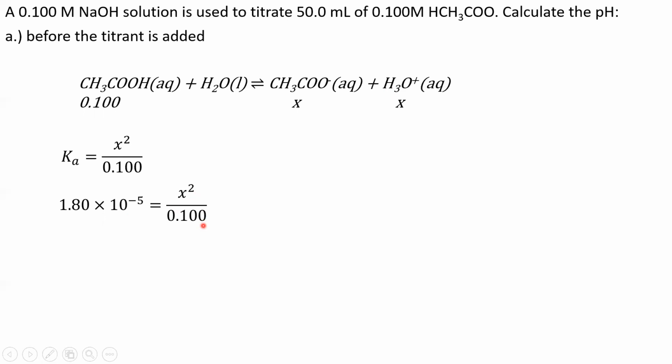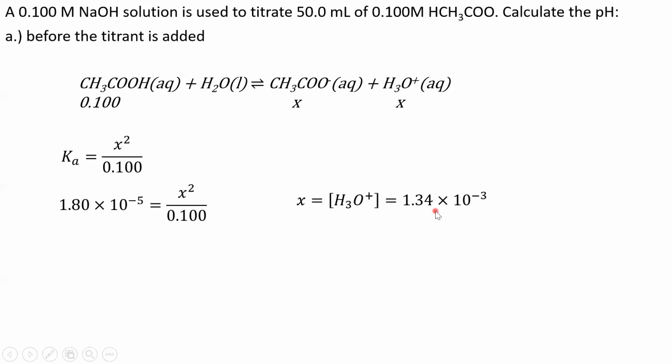So from here, let's see if you can roll this out on your own. Do the math to solve for x. When you solve for x, x is the hydronium ion. Once you know the hydronium ion, you can calculate the pH before we start our titration.